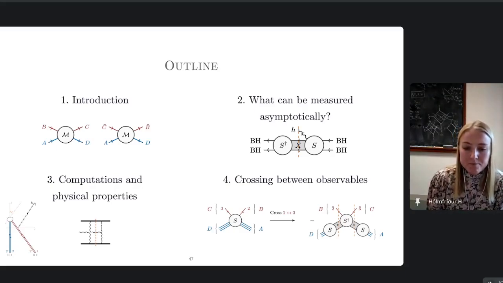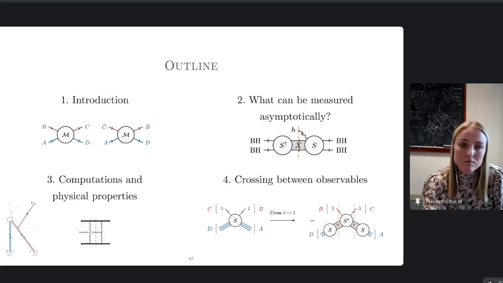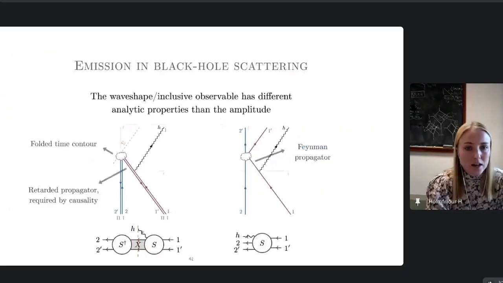Wait a minute. The prescription on the cuts was coming from the construction you did before, not from the modification of the contour. No, so, yeah, you can use either, actually.